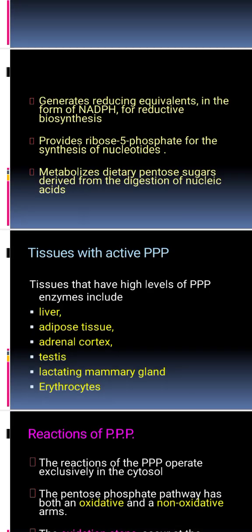So if we have a quick look at which tissues can utilize the pentose phosphate pathway for the utilization of glucose. These tissues include liver, adipose tissue, adrenal cortex, testes, lactating mammary gland, and erythrocytes. So these tissues contain high levels of pentose phosphate pathway enzymes.